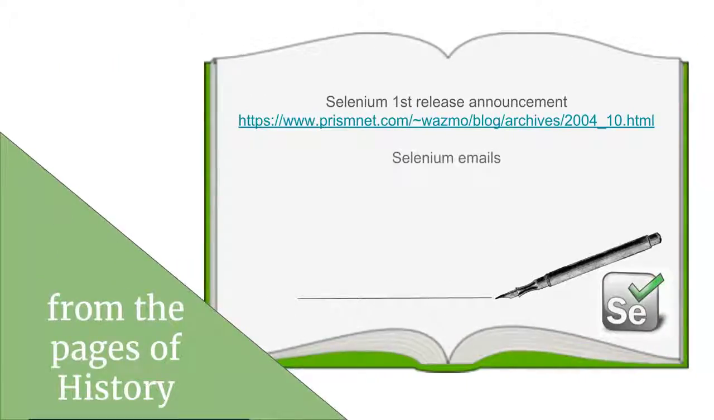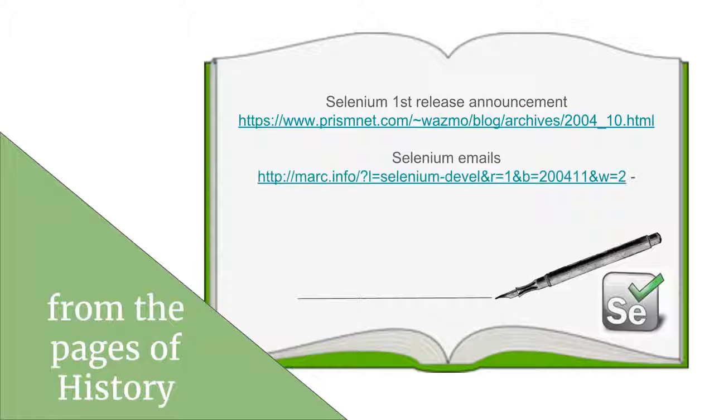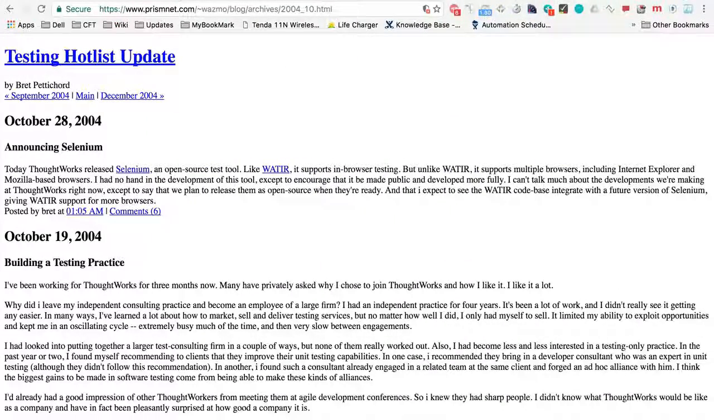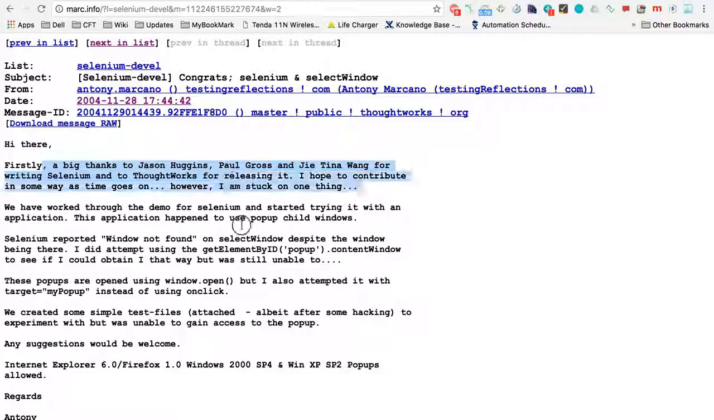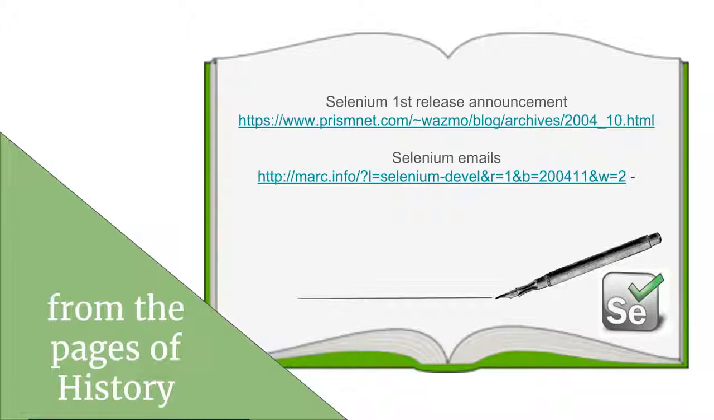The second link is about the emails that were floating around in 2004. If you go here, you will see these are the emails that the creators of Selenium were sending at that time, back in 2004. If you click on any of these links, you can read all the emails, right? So this again will be very interesting.